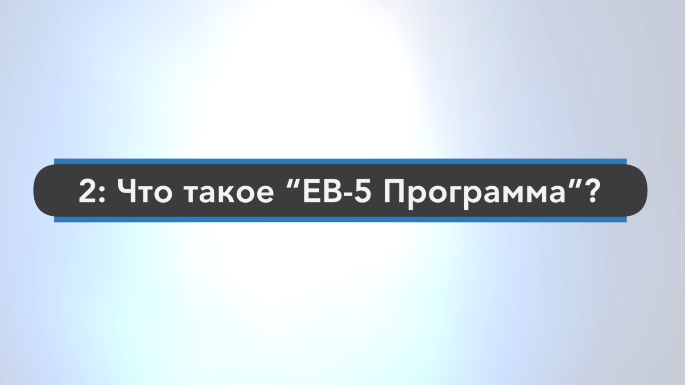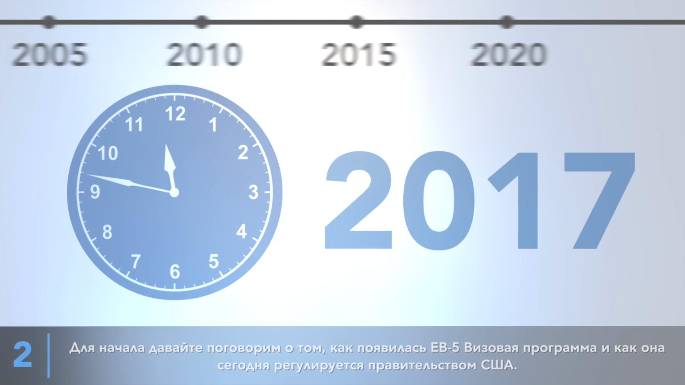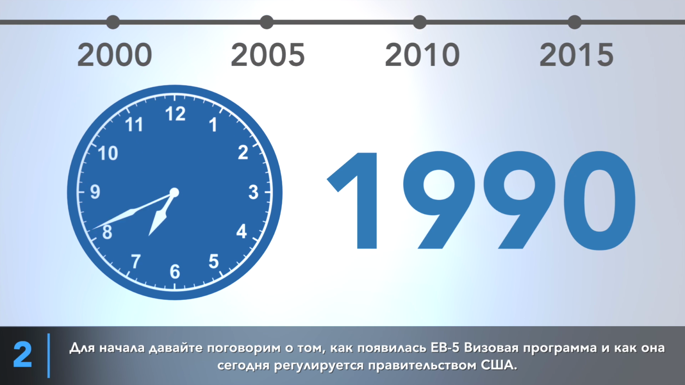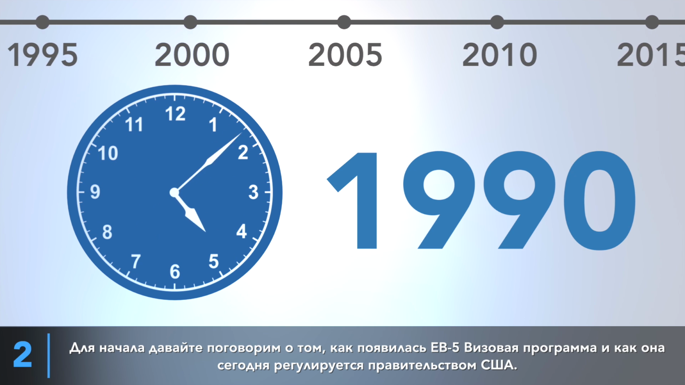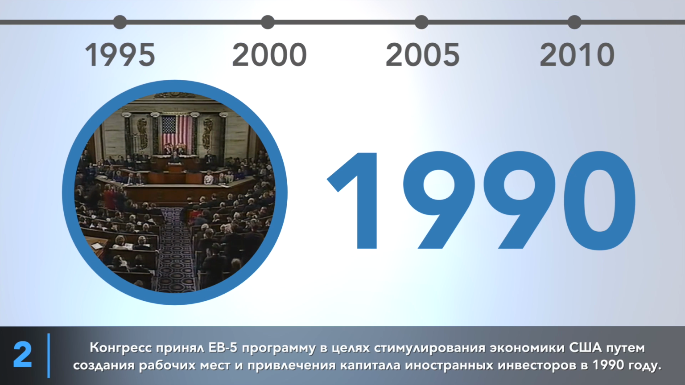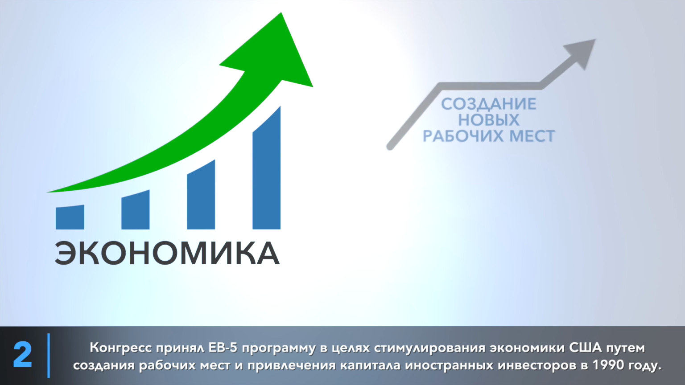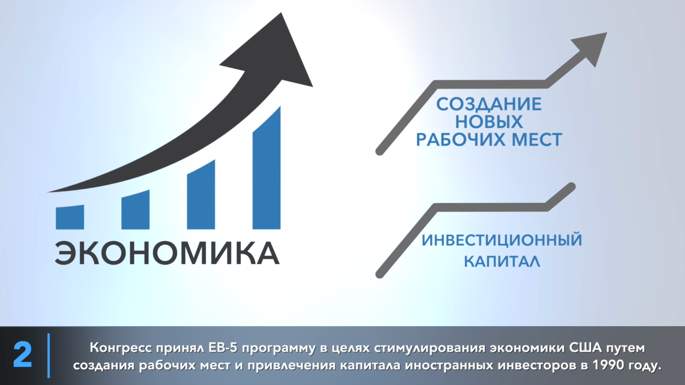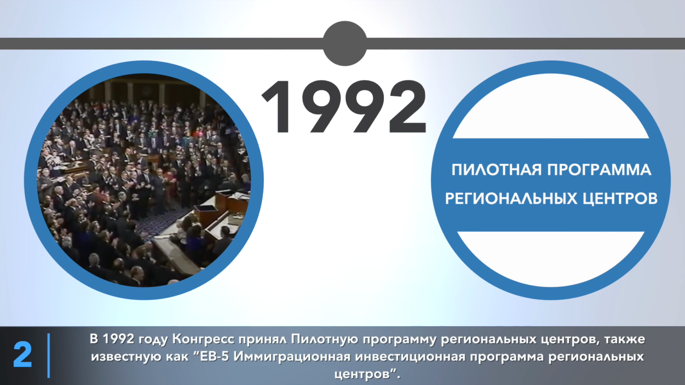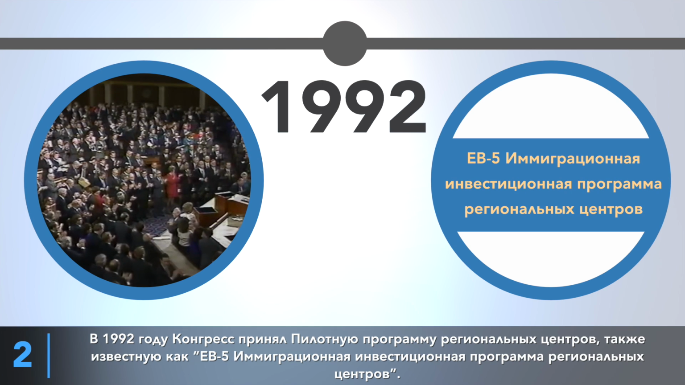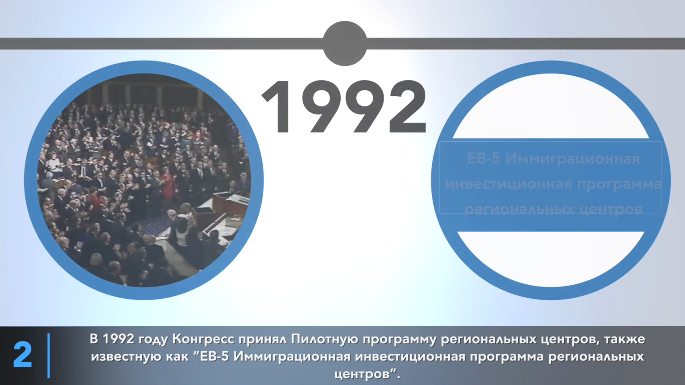2. What is the EB-5 program? First, let's begin with the history of the EB-5 visa program and how it is administered today by the U.S. government. Congress enacted the EB-5 program in 1990 to stimulate the U.S. economy through job creation and capital investment by foreign investors. In 1992, Congress enacted the Regional Center Pilot Program, also known as the EB-5 Immigrant Investor Regional Center Program.